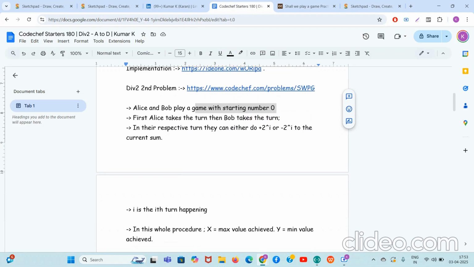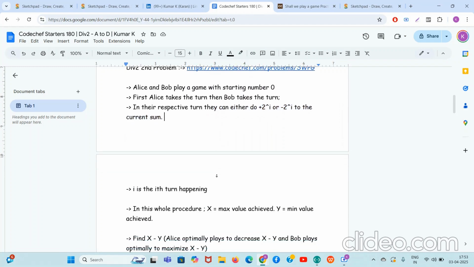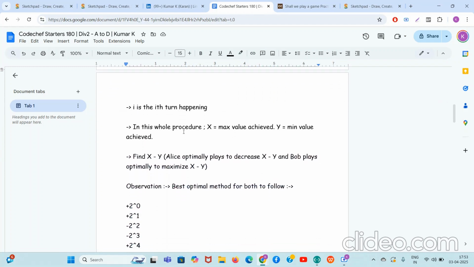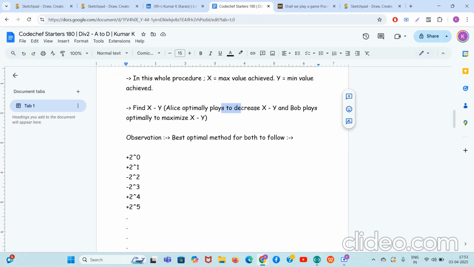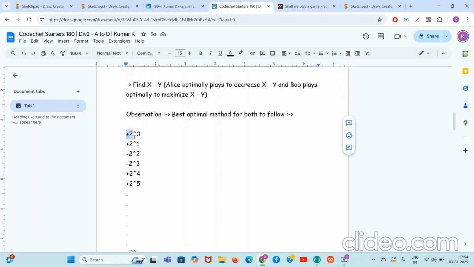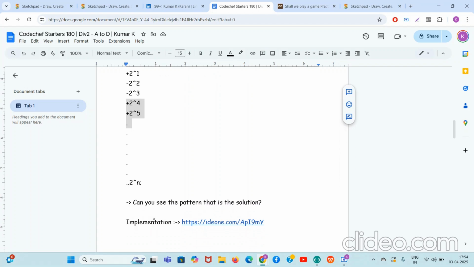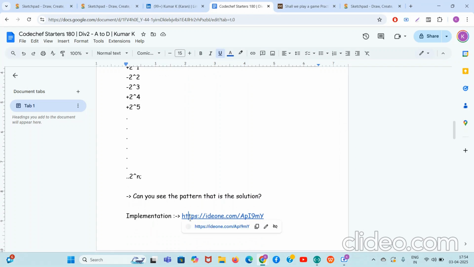So in their respective turn, they can either do plus 2 raised to I or minus 2 raised to I to the current sum. I is the ith turn happening. In this whole procedure, x is equal to max value achieved and y is min value achieved. So Alice is optimally placed to decrease x minus y and Bob plays optimally to maximize x minus y. Best optimal method to follow is, you can see, plus 2 times, then minus 2 times, then plus 2 times, like this till the nth time. Can you see the pattern? And that pattern is the solution.